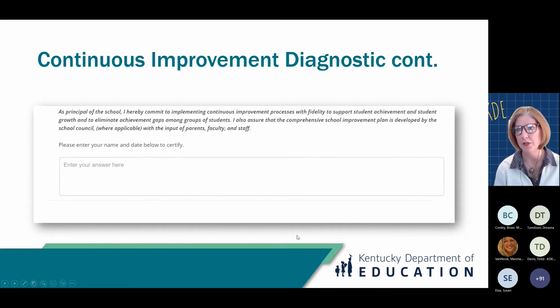The other thing I will say about this one, it seems to be an easy one because it just asks you for a name and date. But the important thing is what it is that you're signing and agreeing to. So it asks you as a principal or as the superintendent that you are committing to implementing a true continuous improvement process with fidelity. And so it's not just a matter of signing it and moving on, but really thinking about that commitment and the process that you have within your school or your district to implement that process with fidelity.